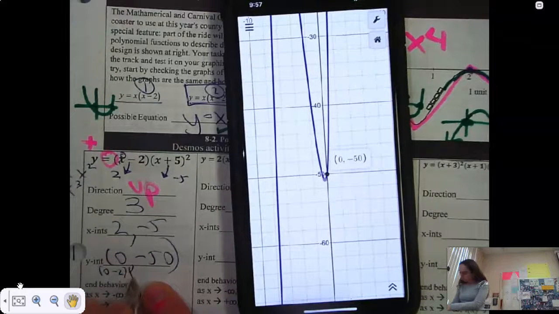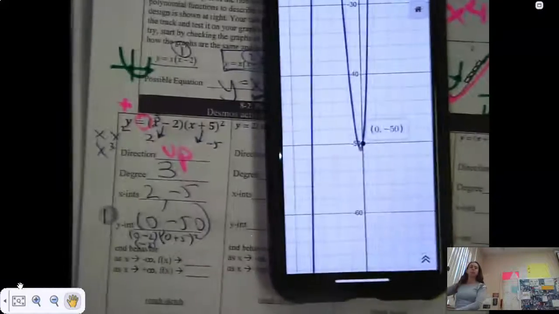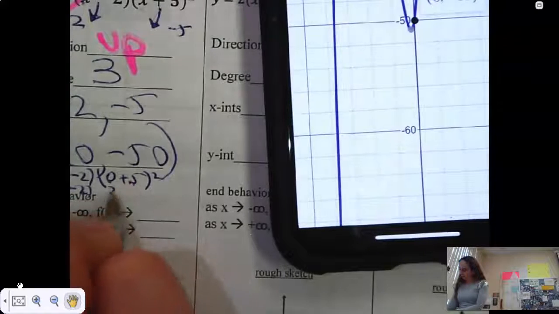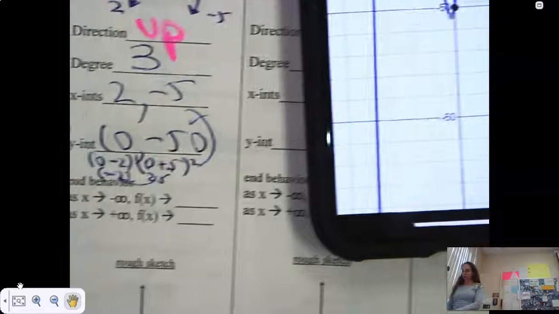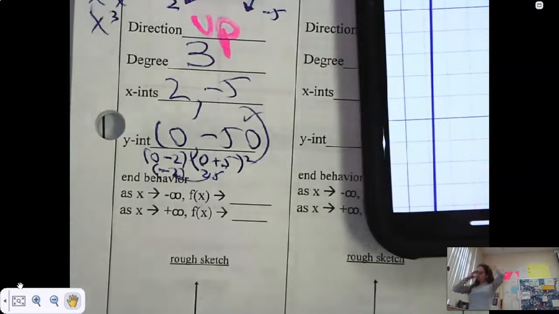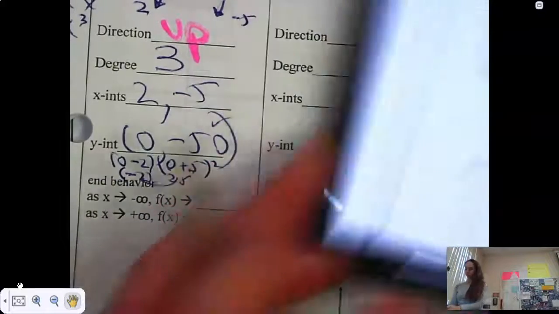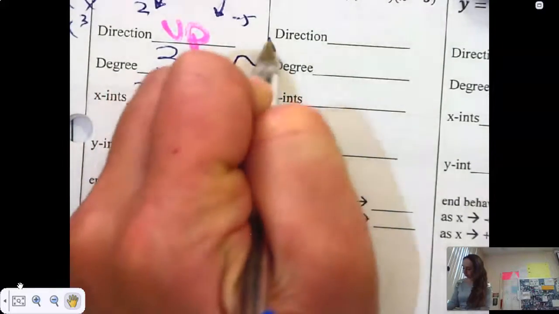0 minus 2, 0 plus 5 squared. 0 minus 2 is negative 2. Sorry, let me make that a little bit bigger. And then 0 plus 5 is 5. Squared is 25, and 25 times negative 2 is negative 50. Okay? Now what they're going to be asking for is the end behavior. The end behavior is what happens at the ends. So I'm going to rough sketch this, because I don't want to look at that graph anymore. It's going to go something like this, which means it's degree 3.